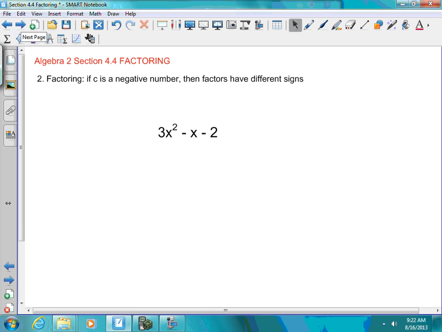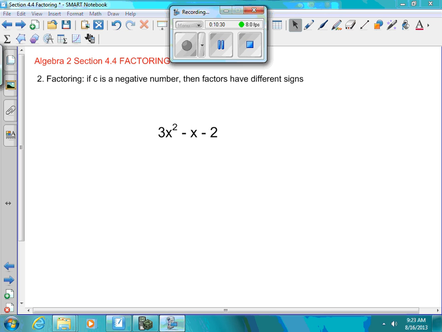We have 3x squared minus x minus 2. I'm going to give you a second. I want you to think about how you're going to start it. Pause it for right now, and when you think you have your answer, restart the video and we'll go through it together. You can check your work.